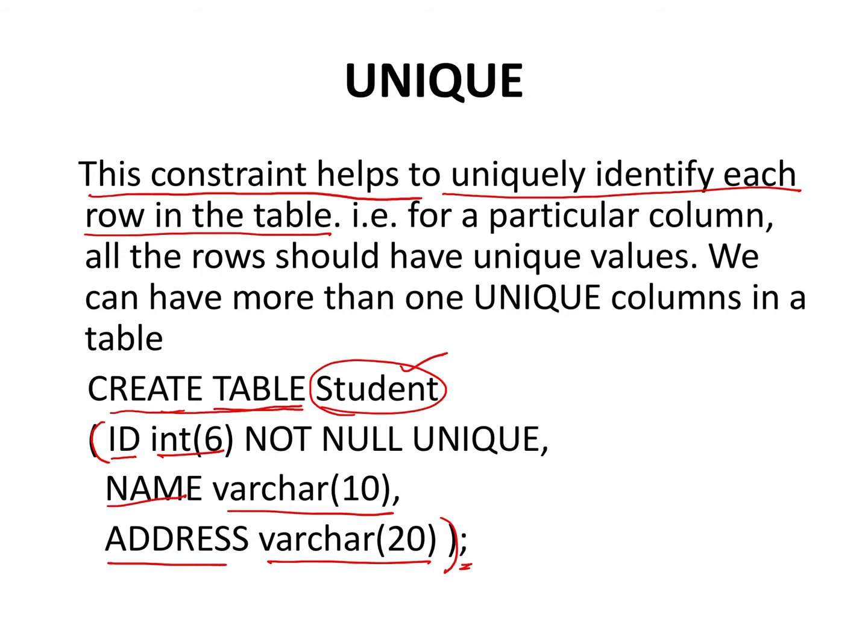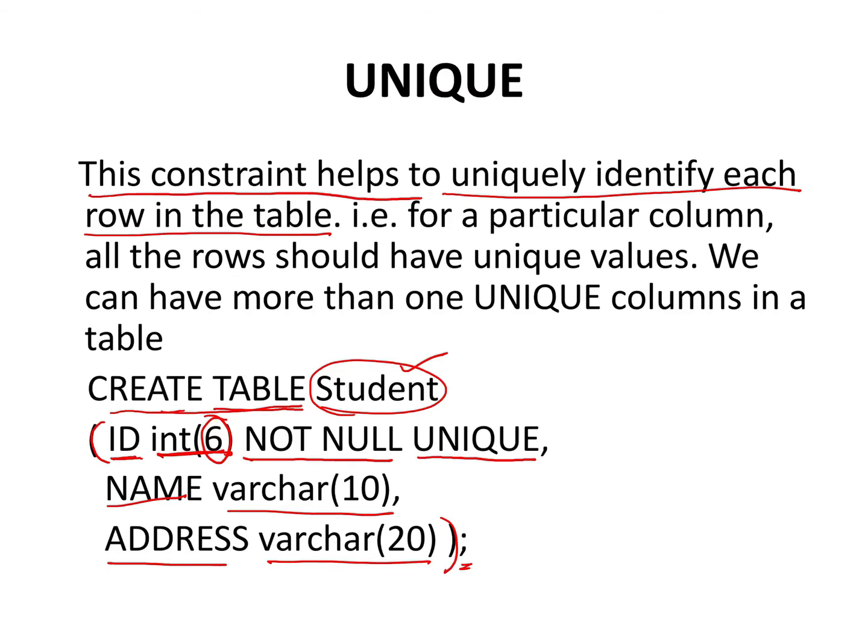Now look at this. ID, the data type is integer 6. 6 is the maximum length that I can have, and it says not null. It cannot be null. I have introduced you already. And then it says it is also unique. That means no two IDs can be same. No two students can have ID 1 or 3 or 10 or 15. All have to be different.